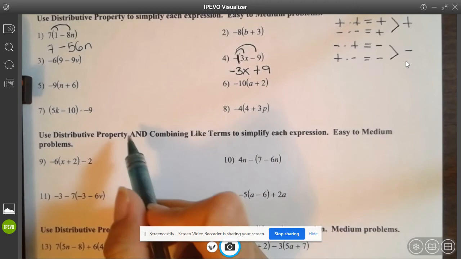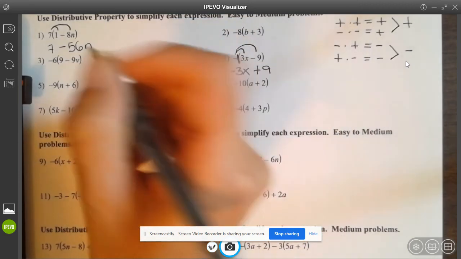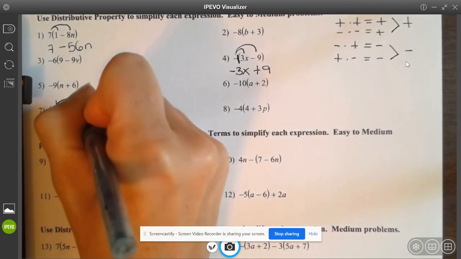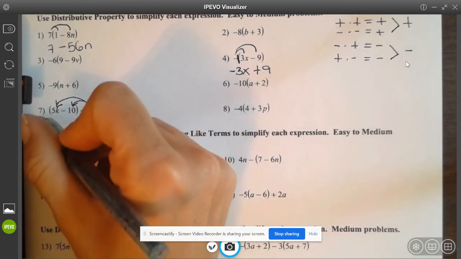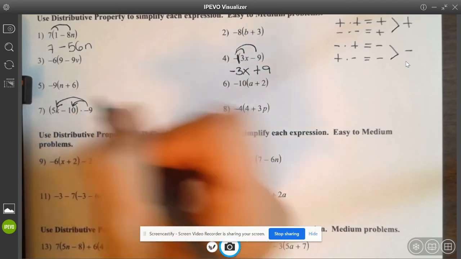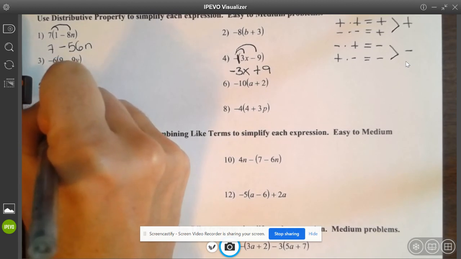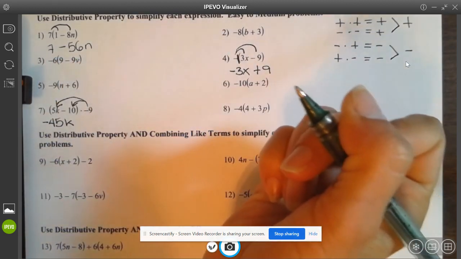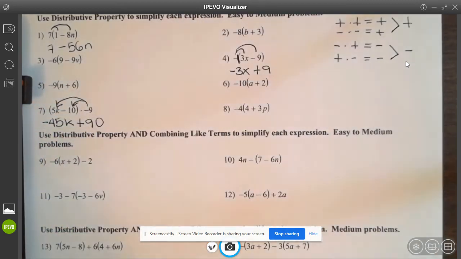All right, let's do something like number 7. Number 7, this is multiplication. So we have to distribute inside the parentheses with each of the terms inside. It doesn't matter where it is. It can be on this side or on this side. It's the same thing. As long as this is multiplication, you can distribute. So -9 times 5, that's -45k. And then -9 times -10, that's +90. And that's all you can do because you can't combine them. One has a k, the other one doesn't. Be careful with your signs though.